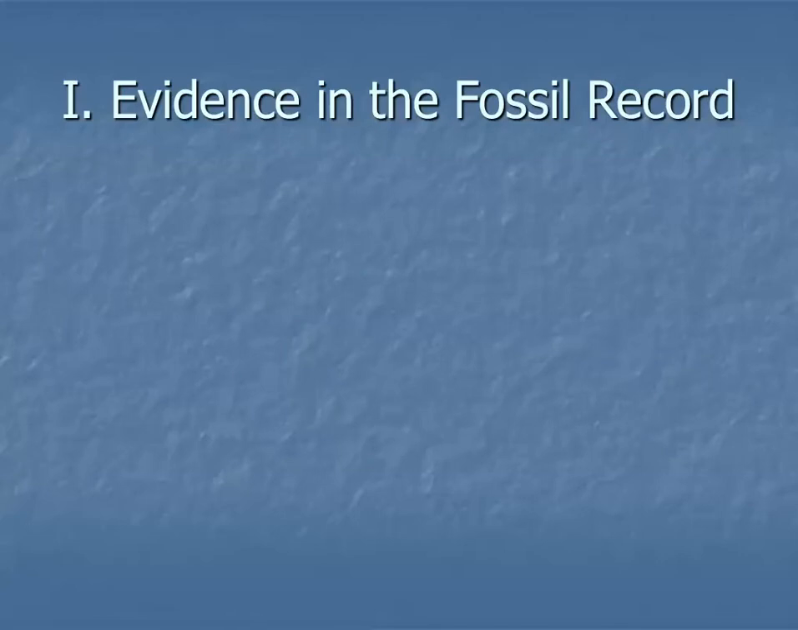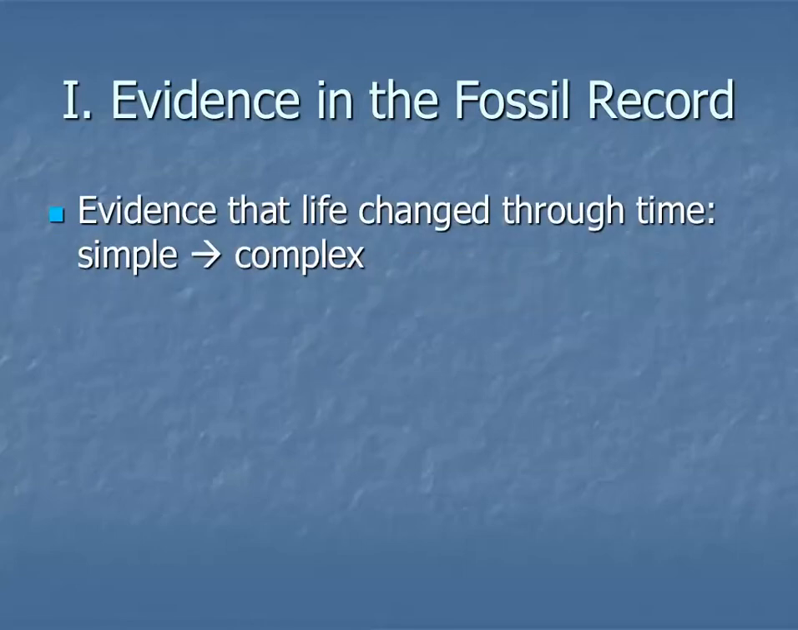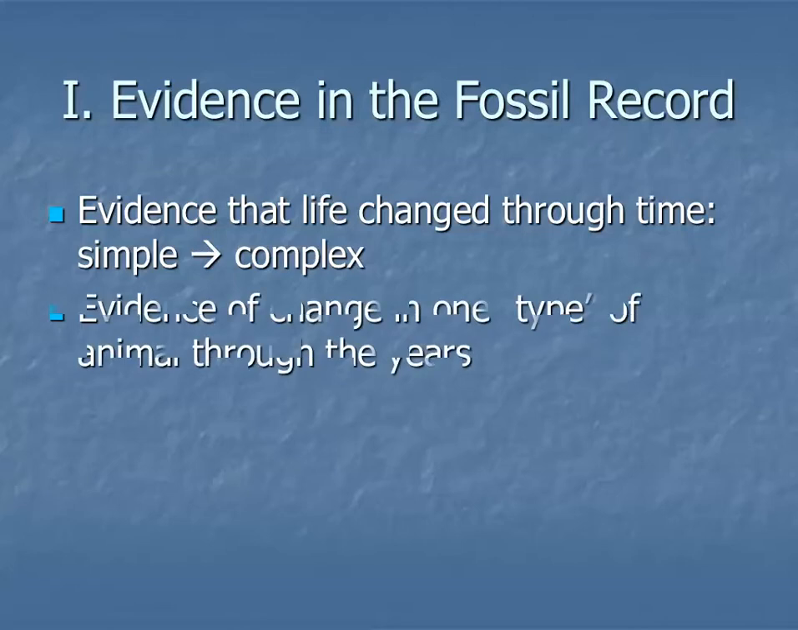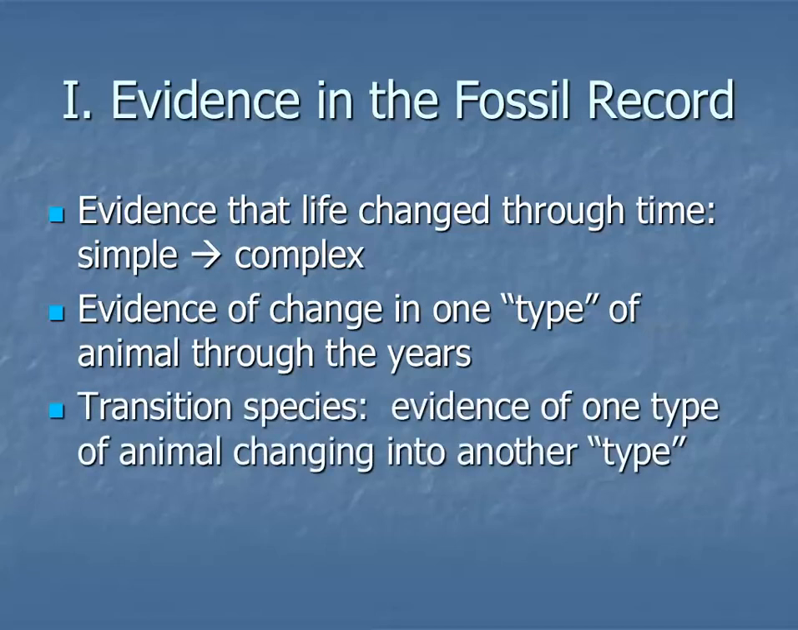There's actually 4 different lines of supporting evidence, and they are as follows, and these are right on your lecture guide so you don't have to frantically copy them down. The pattern of fossils all over the Earth clearly supplies strong supporting evidence that life has changed throughout time, in the pattern of overall simpler life forms over time evolving to becoming more and more complex and diverse. It shows evidence that one type of animal has changed throughout the years, and it shows evidence of transition species, one type of organism changing into a totally new and different type.